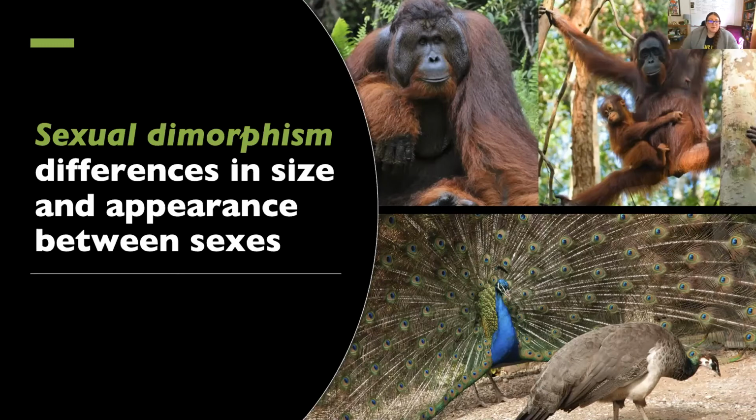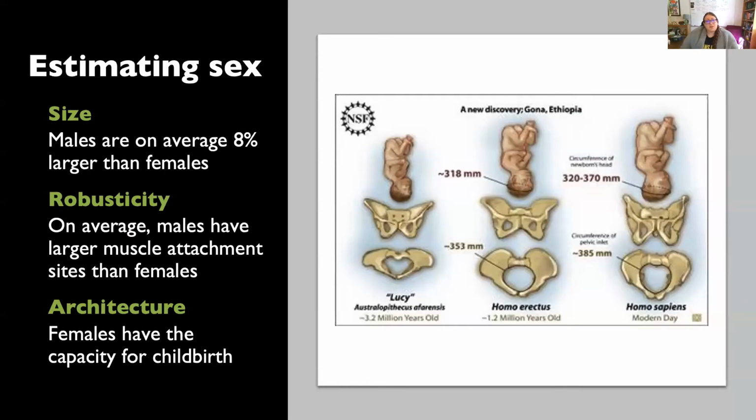The sexually dimorphic traits are expressed as morphological traits in the skeleton, and generally males are larger and more robust or more heavily built than females, but this is with substantial overlap between the dimensions of both sexes. So for example, in humans, males are on average 8% larger than females and have larger muscle attachment sites on their bones. So size, robusticity, and architecture of bones of males and females can be sexually dimorphic.